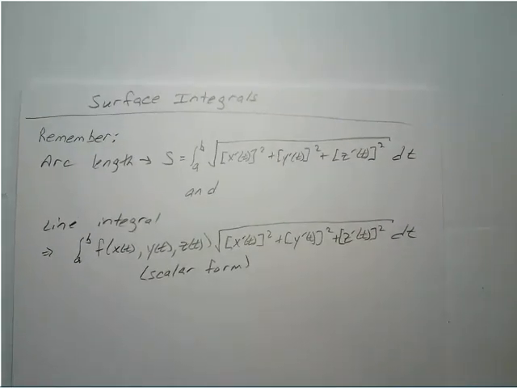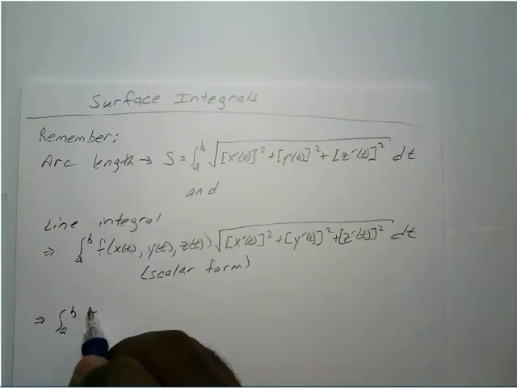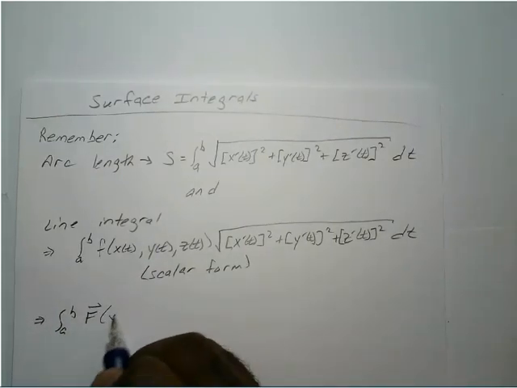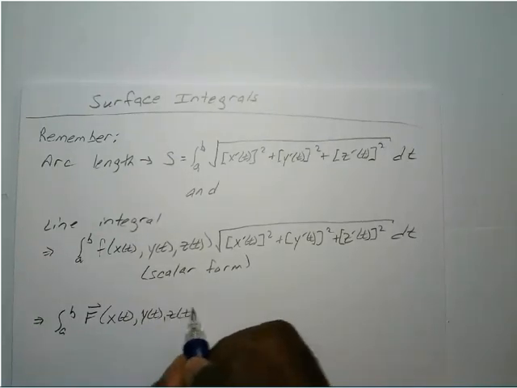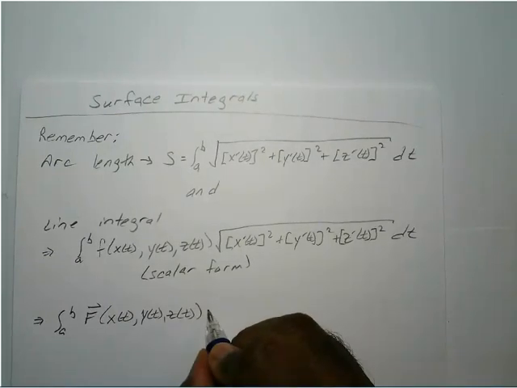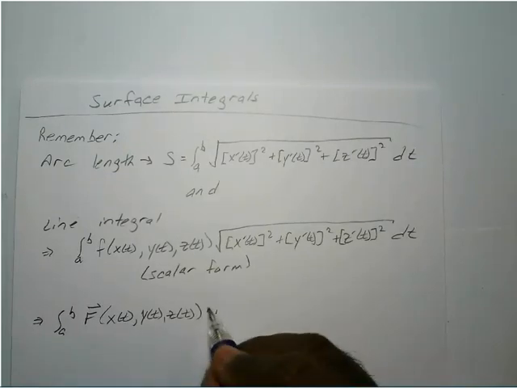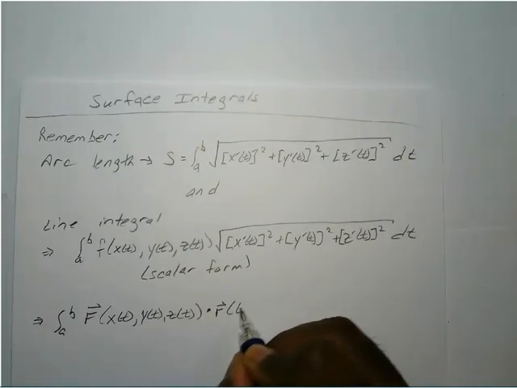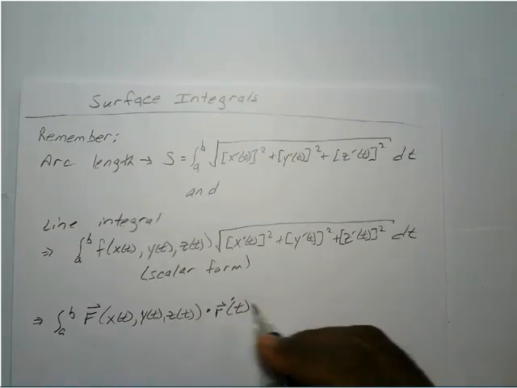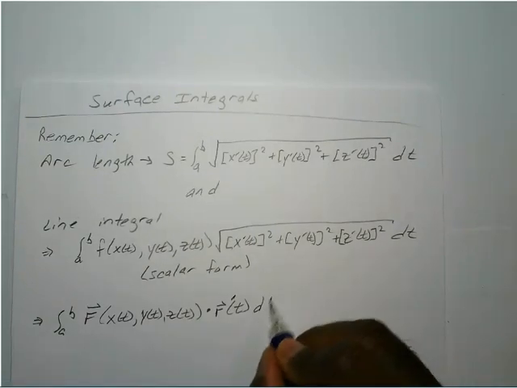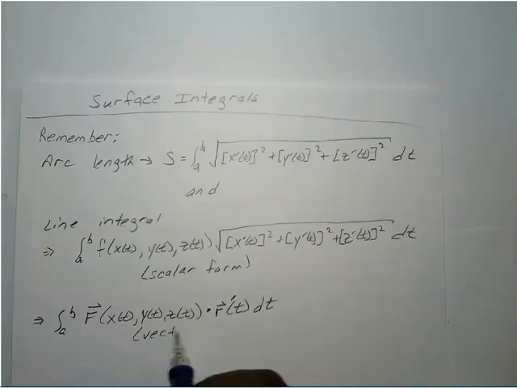But if you were looking for the vector form, that would be the integral from a to b of f of x of t, y of t, z of t. So your vector field, not your gradient, times the derivative of your vector function. That's r prime of t dt. And this is your vector form.